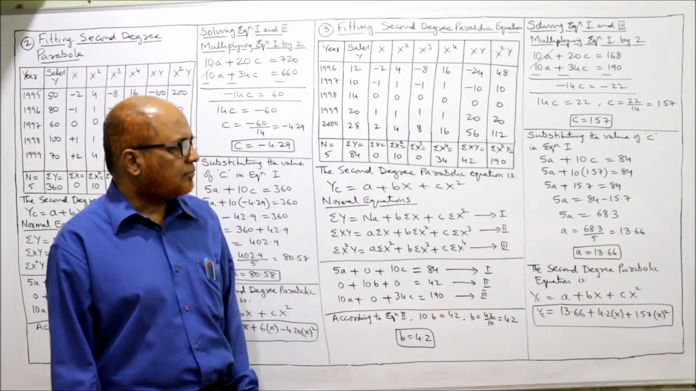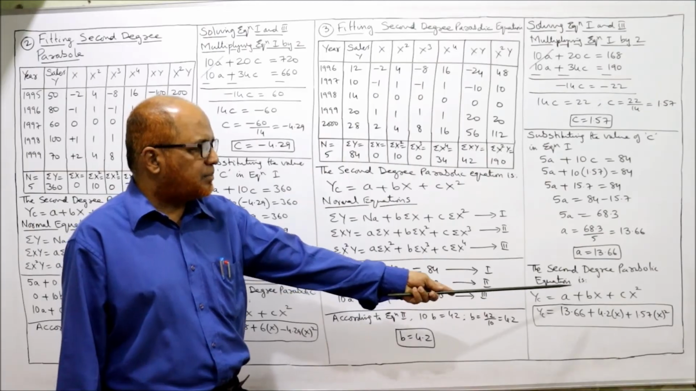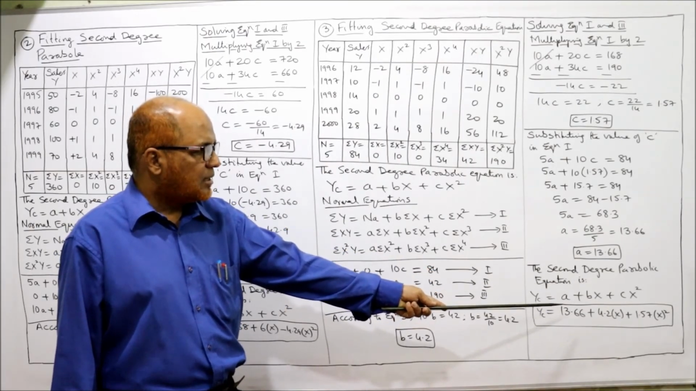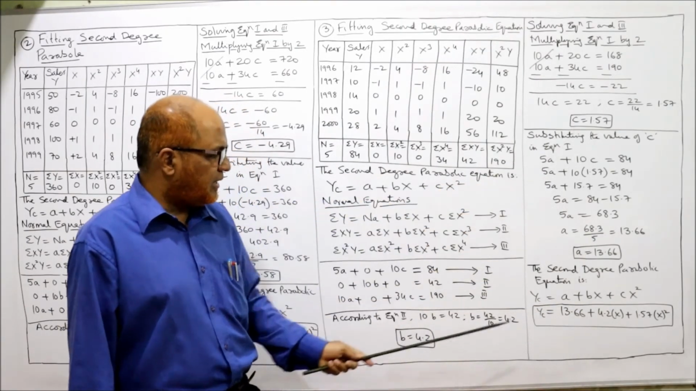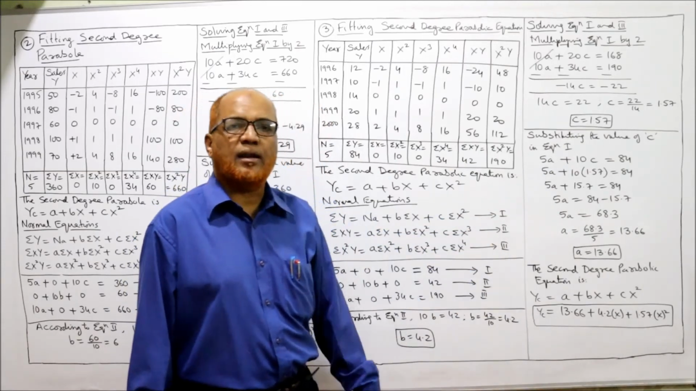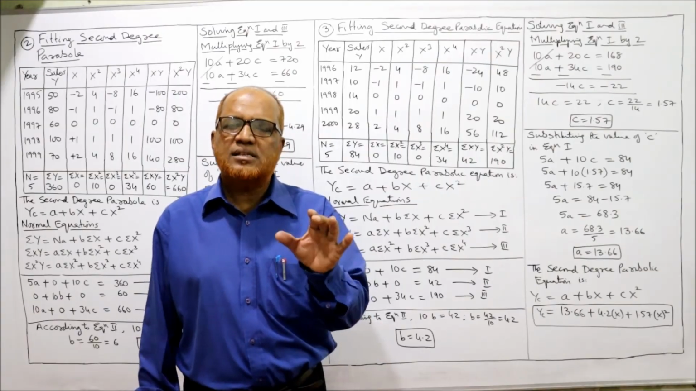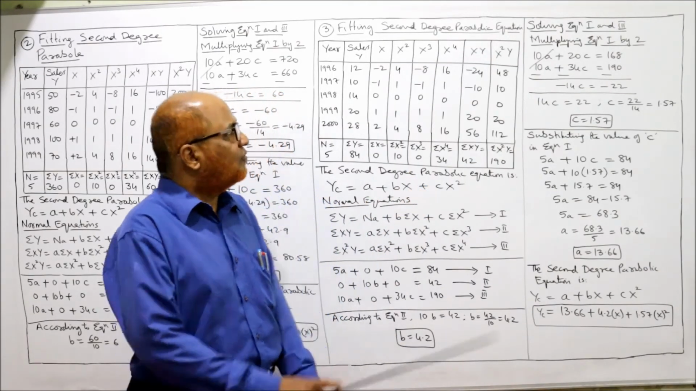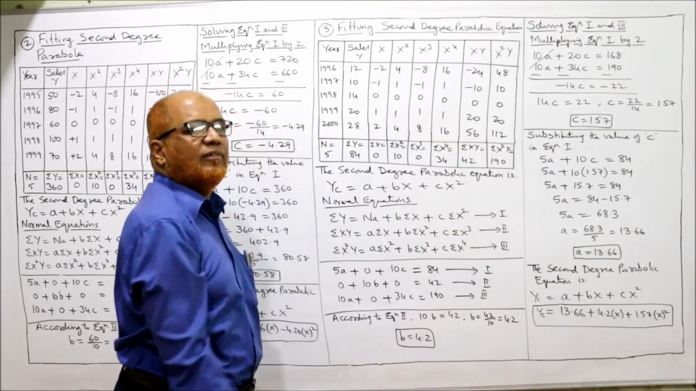That's all. The second degree parabolic equation is yc is equal to a plus bx plus cx square. Yc is equal to 13.66, that is a, then plus b, 4.2x, plus c, 1.57 x square. That's all. It is asking you to calculate the trend values also. Exactly the same procedure as we did in the straight line trend. One more column you have to open here, after x square y, one more column, trend values.